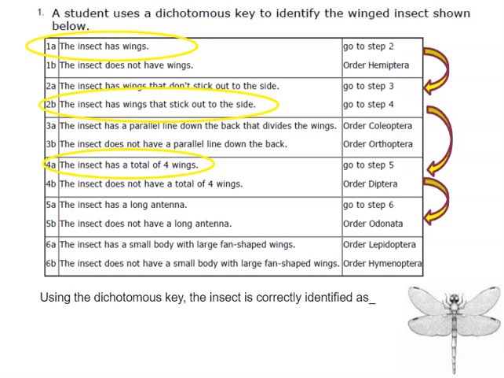5A says the insect has a long antenna. 5B says the insect does not have a long antenna. I don't see long antenna on there. There's tiny ones. It's not a great picture, but you can see tiny little antenna. It's definitely not long antenna. There's your answer. It is the order Odonata. That's what you should have typed in on your answer box there. That's the order of insects that has dragonflies and damselflies.